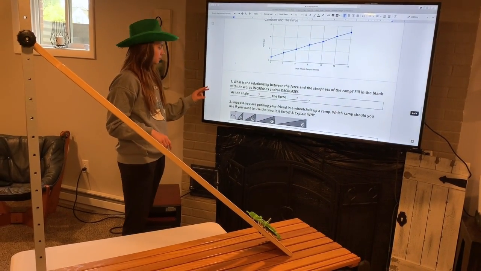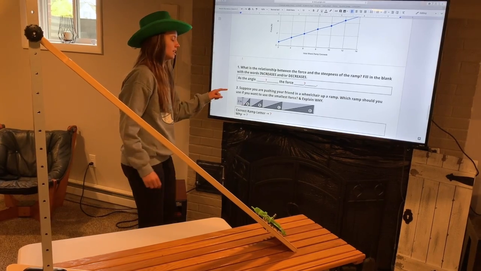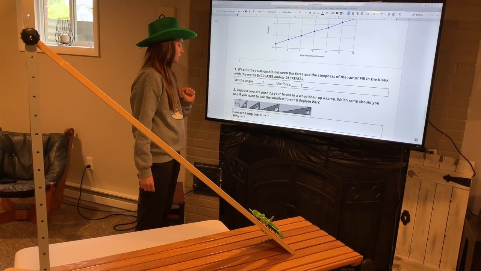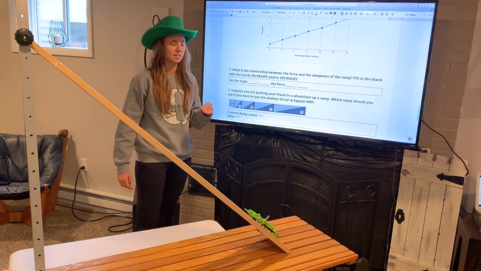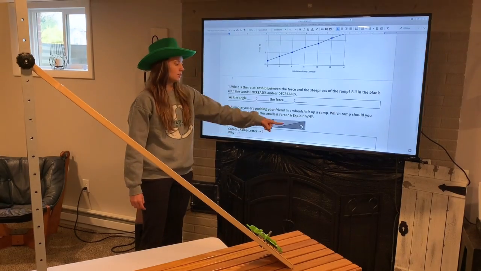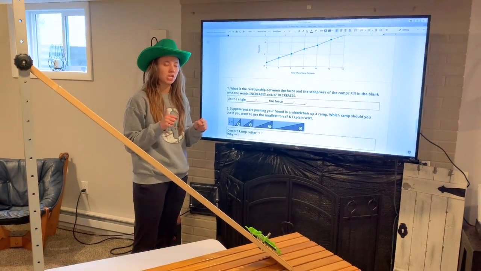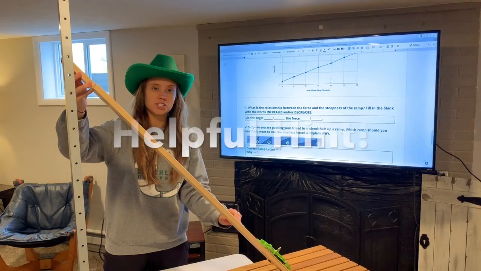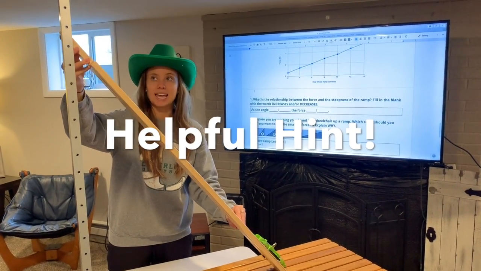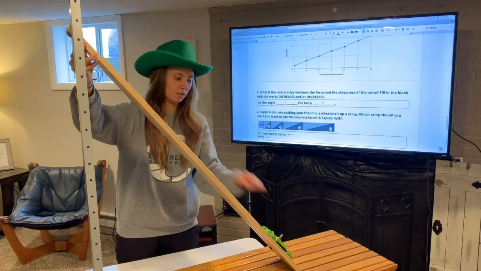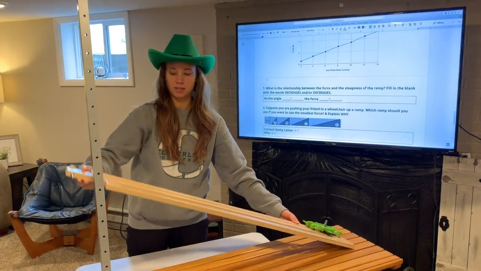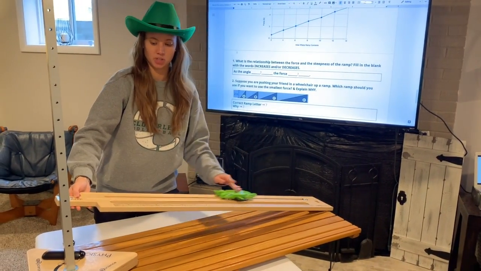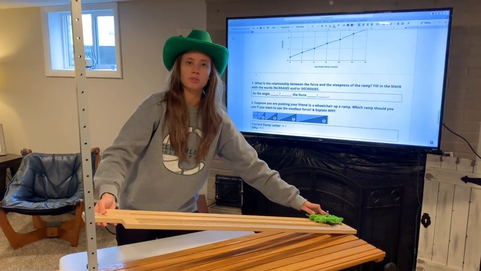And then number 2, suppose you're pushing your friend in a wheelchair up a ramp. Which ramp should you use if you want to use the smallest force? So you don't want a whole lot of force here. What ramp, A, B, C, or D, do you think you should push your friend in the wheelchair up, and then tell us why? For the wheelchair question, this is just an example for you. A would look something like this. This would be the steepness of that ramp that you would be pushing your friend up. And D would look something more like this. So decide which one you think would be best to use the least amount of force.